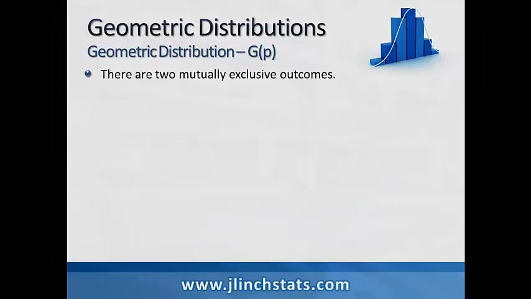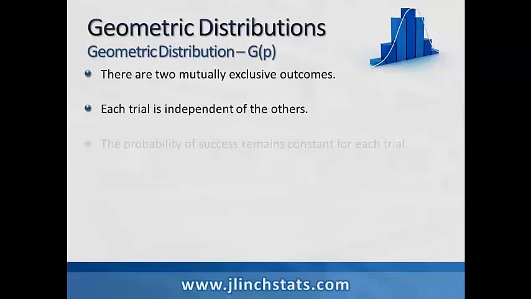First of all, there are always two mutually exclusive outcomes. Each trial is independent of the others. The probability of success remains constant for each trial. Now, if you notice above, these three properties are identical to the binomial distribution as well.